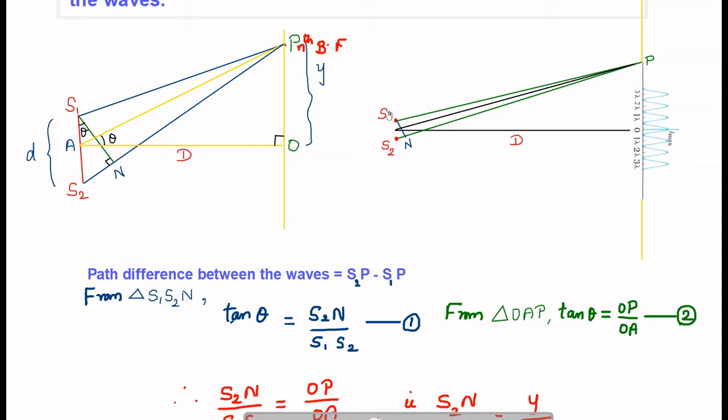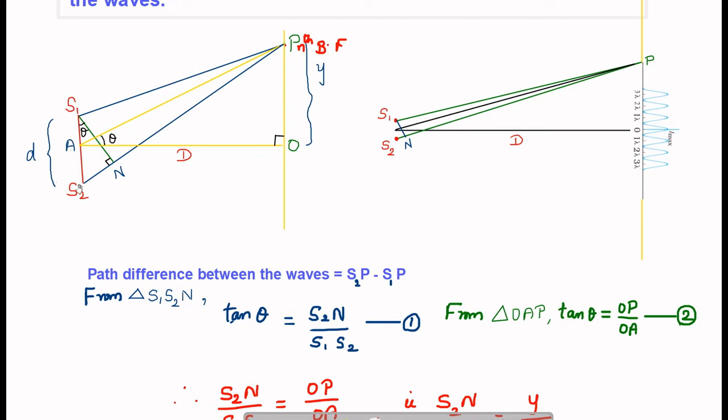Look at this diagram. S1 and S2 are the two coherent sources from where the waves are coming out. They interfere and form the fringes on the screen placed at a distance capital D from the sources S1 and S2. The intensity distribution of the fringes is shown on the screen. The enlarged version of the same diagram is drawn here.